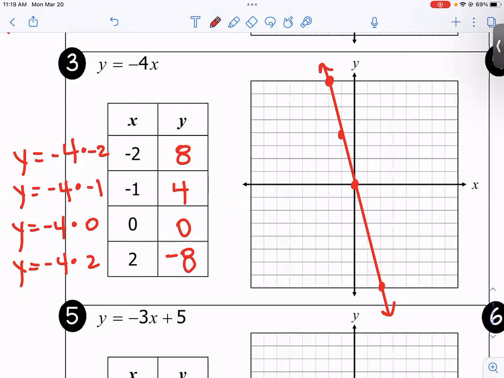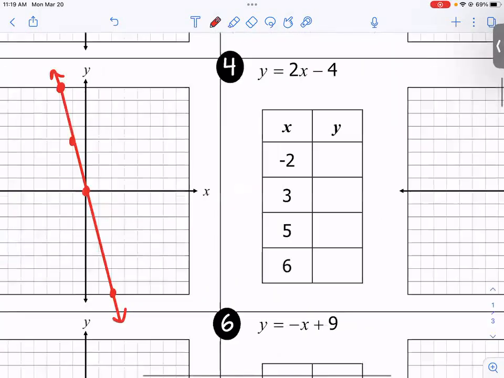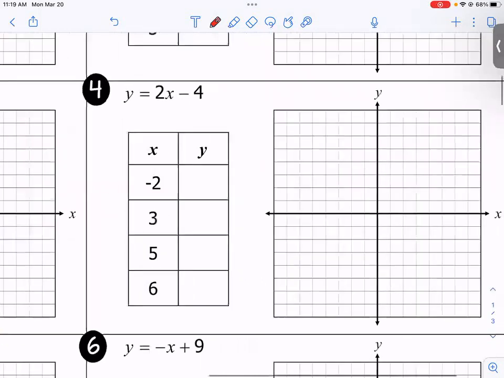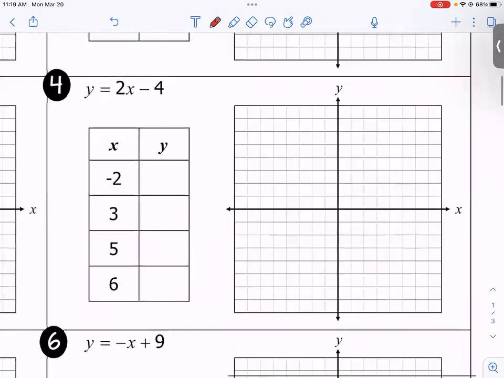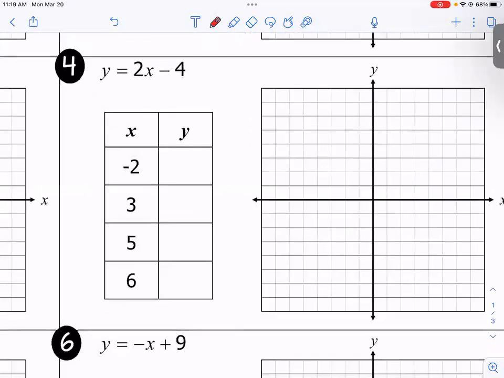All right, so now let's go to number 4. Okay. So number 4, y equals 2x minus 4. Okay. So every time we plug in an x value, we are replacing x with that value. So when x is negative 2, we have y equals 2 times negative 2 minus 4.